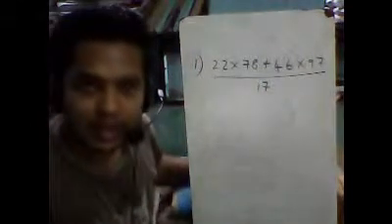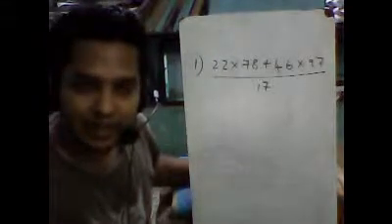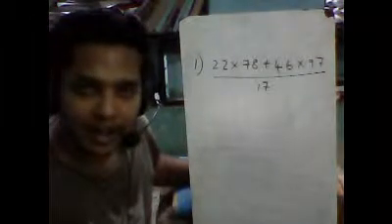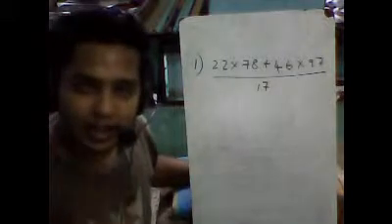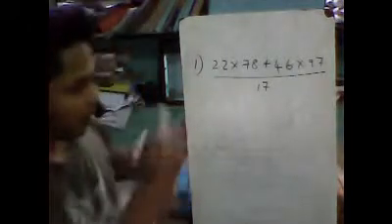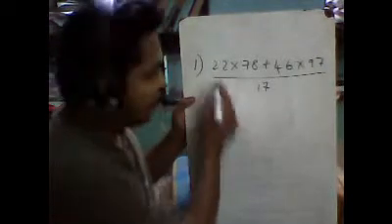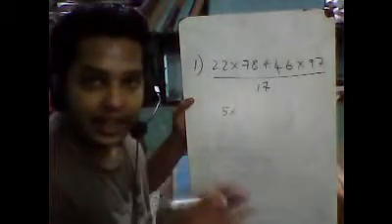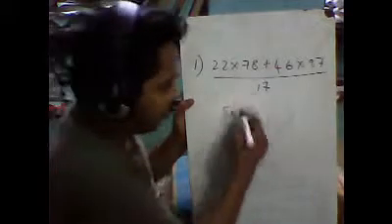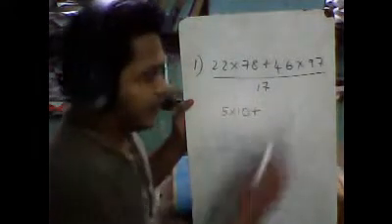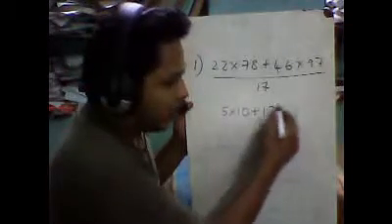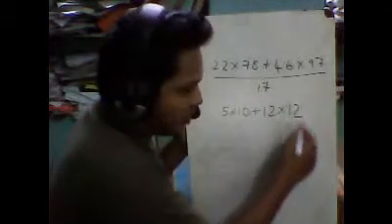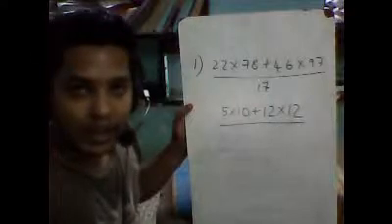The Chinese remainder theorem states that the remainder when A into B plus D into E is divided by N is the same as taking the individual remainders and multiplying and adding them. Let us look at this. The remainder when 22 is divided by 17 is 5. Let's take 78. 17 into 4 is 68, so 10 is the remainder when 78 is divided by 17. For 46, 12 is the remainder when 46 is divided by 70. And 97, 12 is the remainder when 97 is divided by 70.